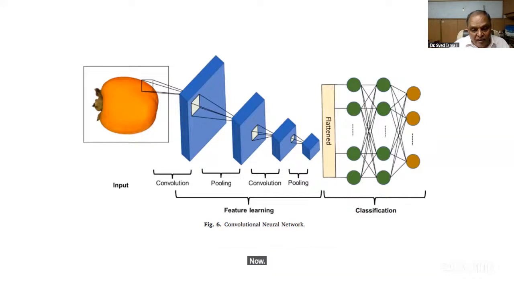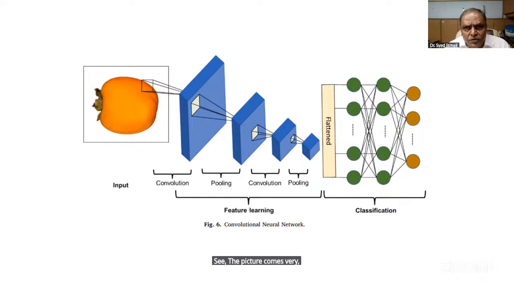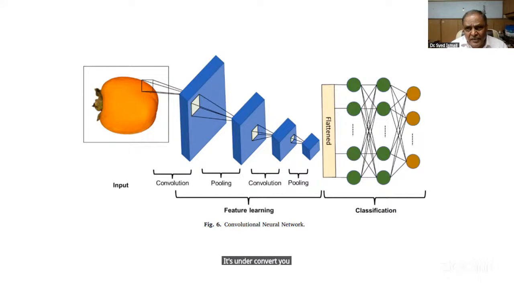Now we see what a convolutional model is. You take a picture of a fruit, a peach, for example. The picture comes out very big. I told you right now also, 12 megapixels. So each picture is very big. How are you going to process so many pixels of data? You cannot compare the images directly. You have to convert these images into numbers. Only then you can do it.